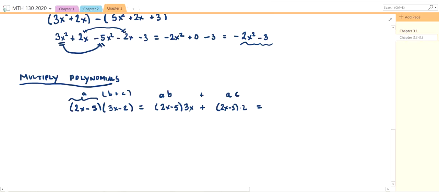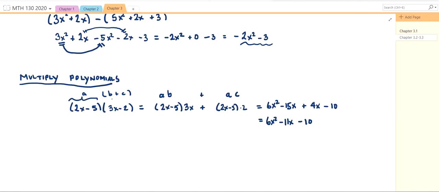So 3x times 2x is 6x squared. Minus 5 times 3x is minus 15x. And then plus 2 times 2x is 4x, minus 10. We can simplify this a little bit. 6x squared minus 15x plus 4x is minus 11x, minus 10.